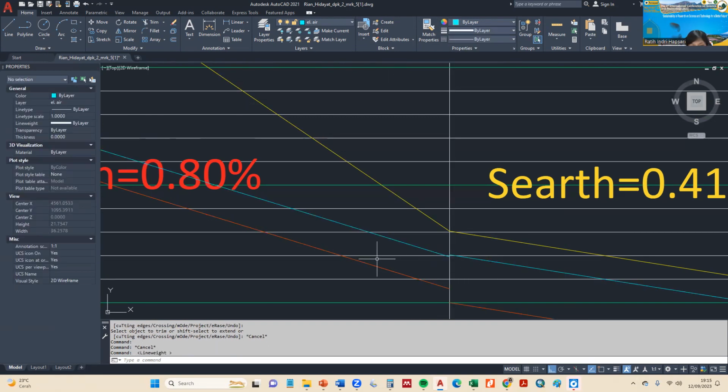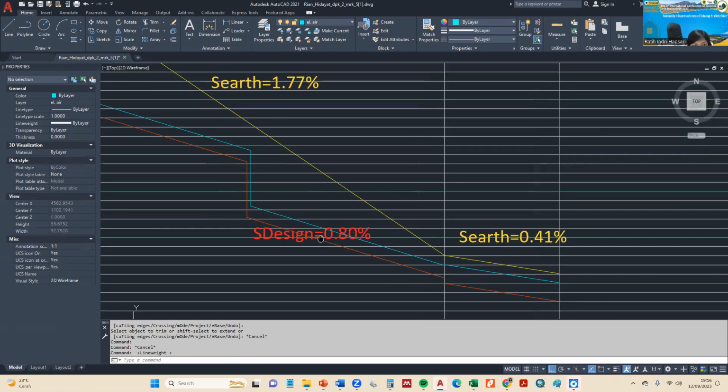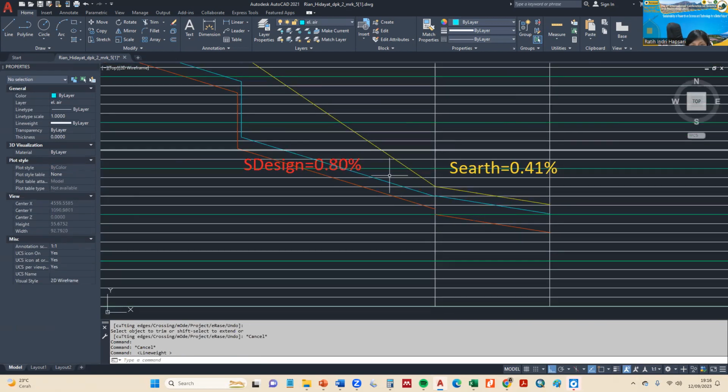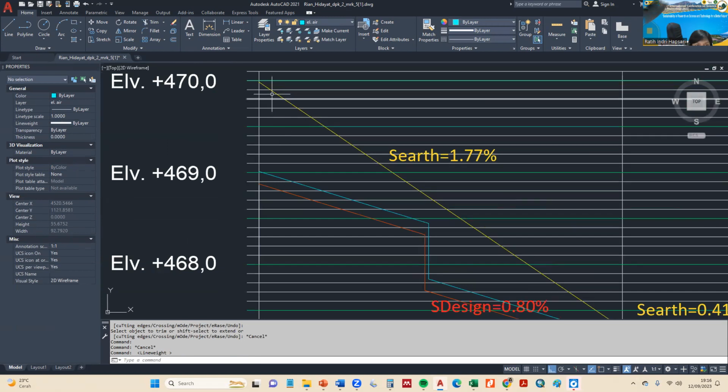You see? This is the result of the design of drop structure. The cutting here is no longer 0.5, but becoming, not 1.5, but becoming 1. How much is this? 1.9.